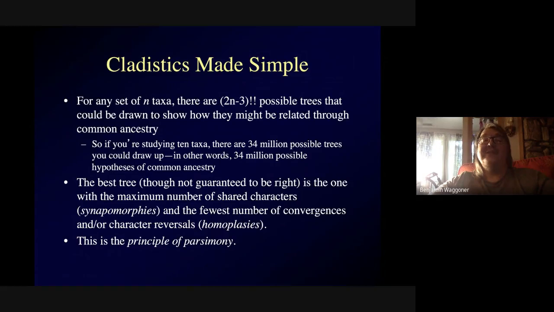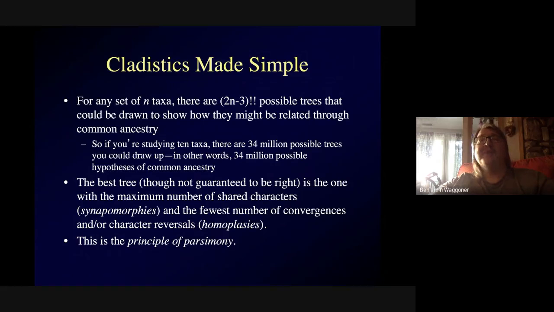If you're studying 10 taxa, there are 34 million possible trees that you could draw up. If I took, I don't know, you, a shrimp, a monkey, a wombat, an aardvark, a kangaroo, a slime mold, an oak tree, a daisy, and E. coli, okay, that's 10 taxa. There are 34 million possible ways in which we could all be related through common ancestry.